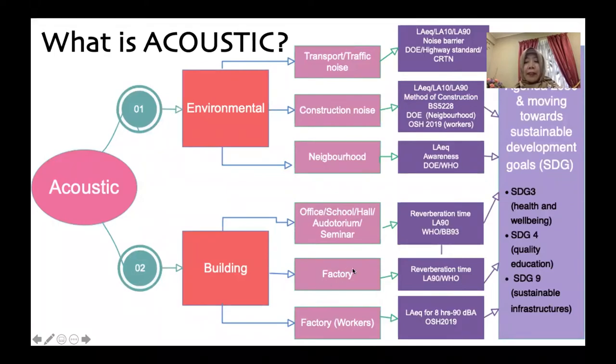Okay, for the factory, we have two types. Maybe we are concerned with the workers, so we will use OSH 2019. But if we want to be concerned about the environment in the factory, we need to calculate reverberation time and LA90, and you can also refer to the limit given by WHO. Okay, why do we need to be concerned about all of this?